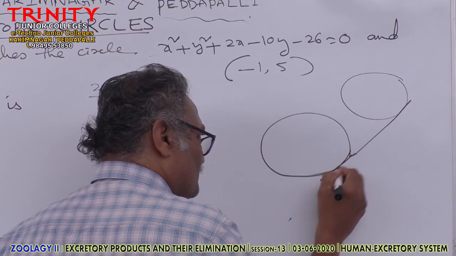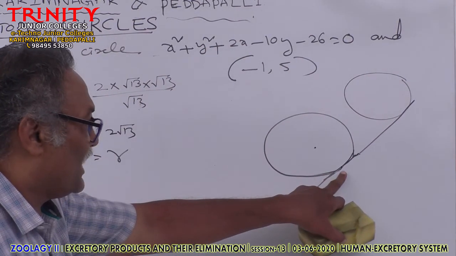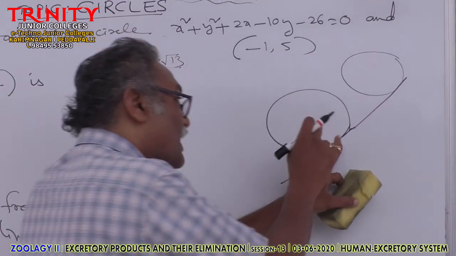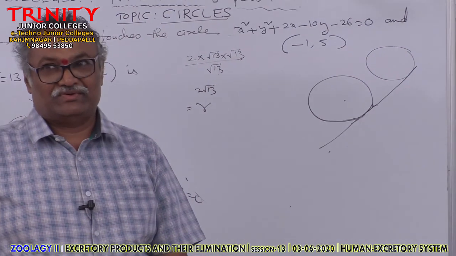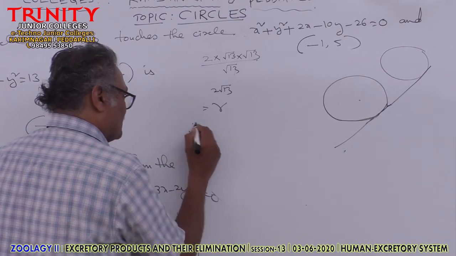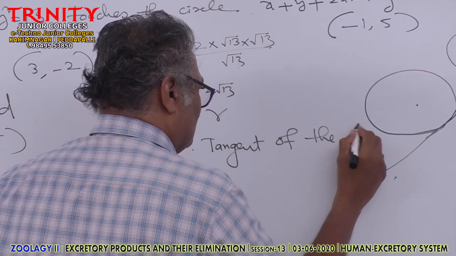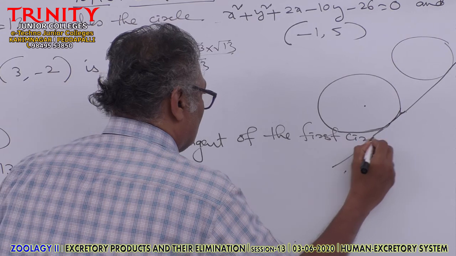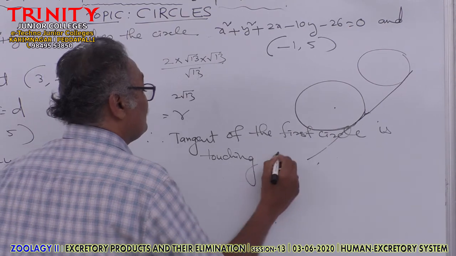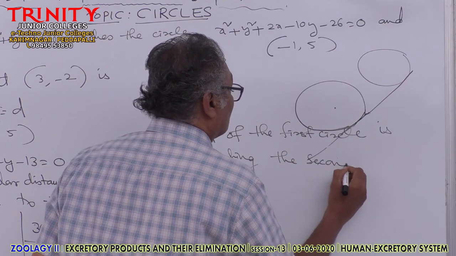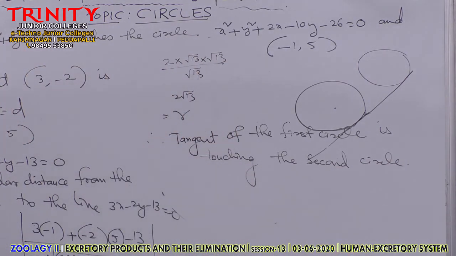Now we have to find the point of contact of this one. It is the common point for the circle and tangent. We have to do that. Here, the tangent of the first circle is touching the second circle. First part is over. Now, finding the coordinates of the point of contact.